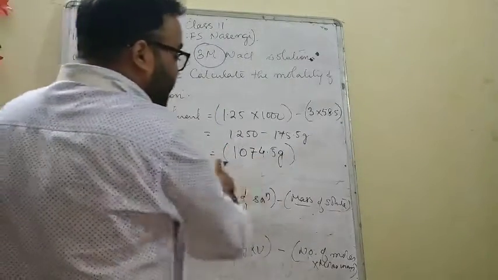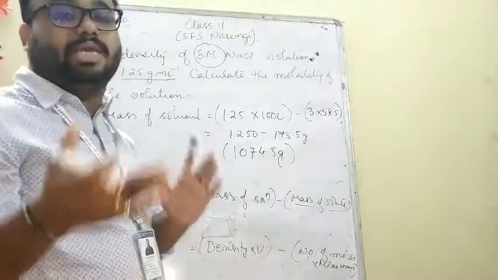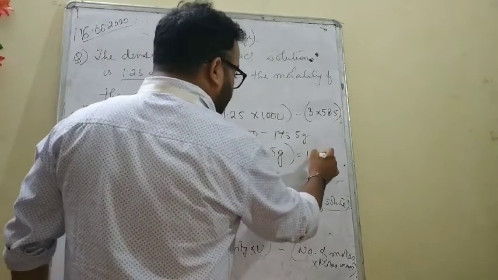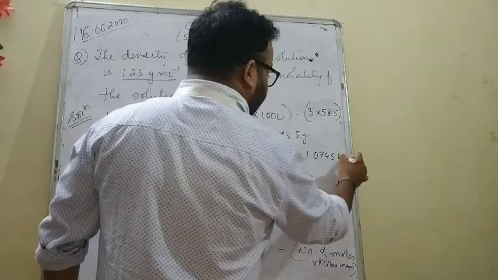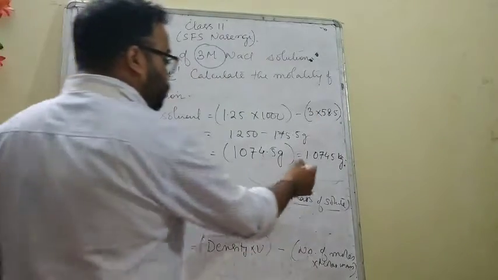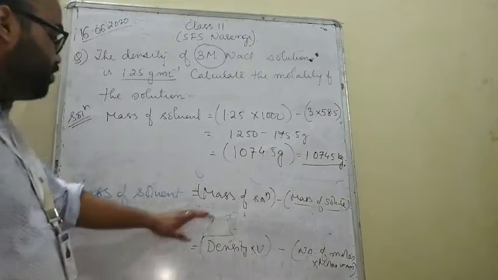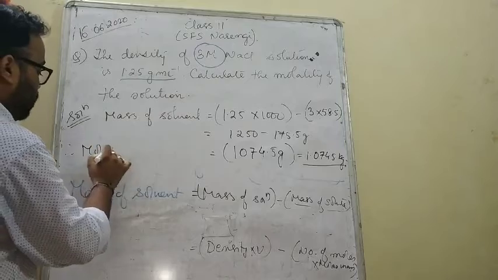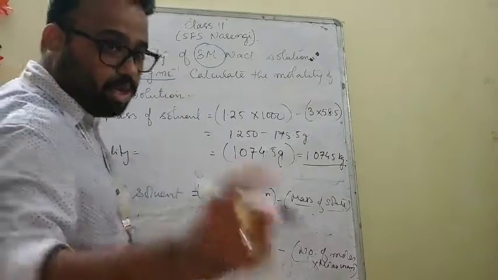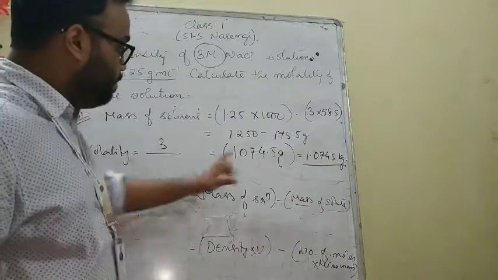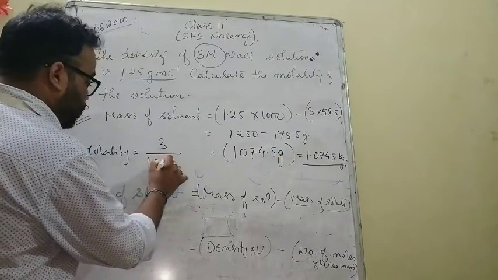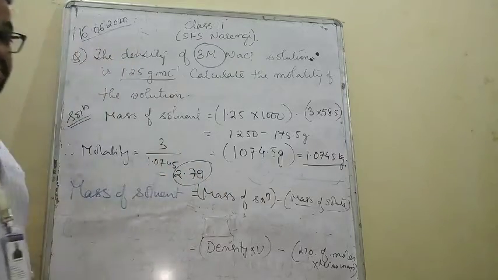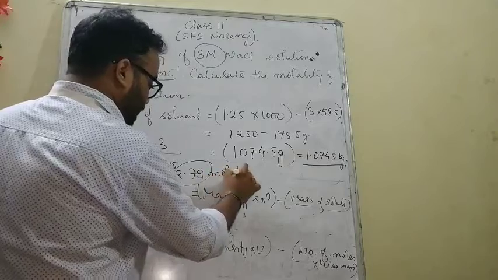Now this mass you have to take in kg, because in the formula we need mass of solvent in kg. So that is 1.0745 kg. This way you took out the mass of the solvent, that is mass of the solution minus mass of the solute. Therefore, molality is equal to number of moles of solute, that is 3, divided by mass of solvent in kg, that is 1.0745. If you divide, you will get the answer 2.79 molal.